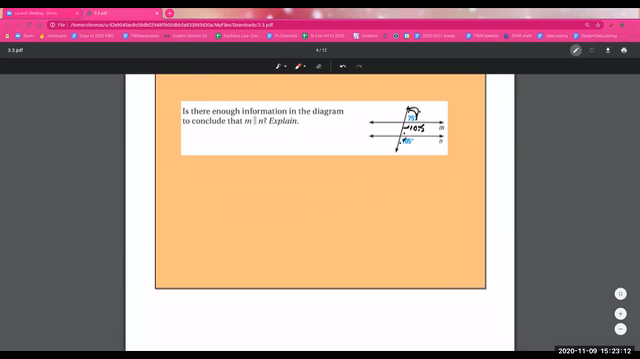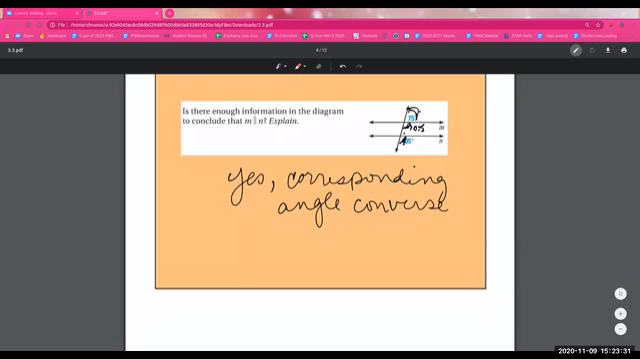Well, this angle right here is 105, and these two are corresponding angles. So we would say yes by using the corresponding angle converse, because that says that if corresponding angles, so these are both 105s, are congruent, then the lines are parallel. And that's all we do.